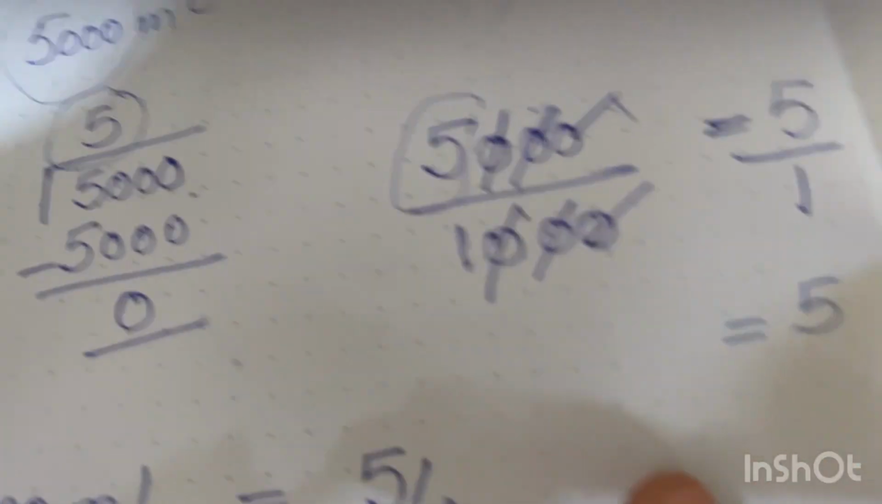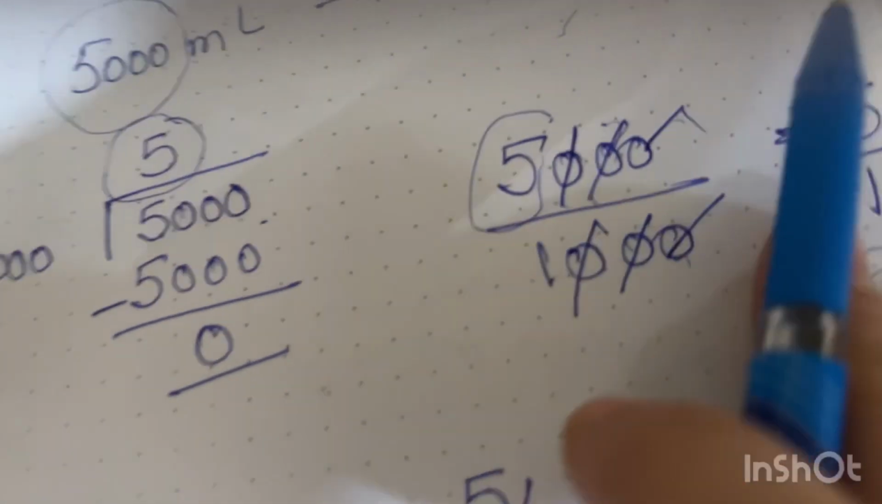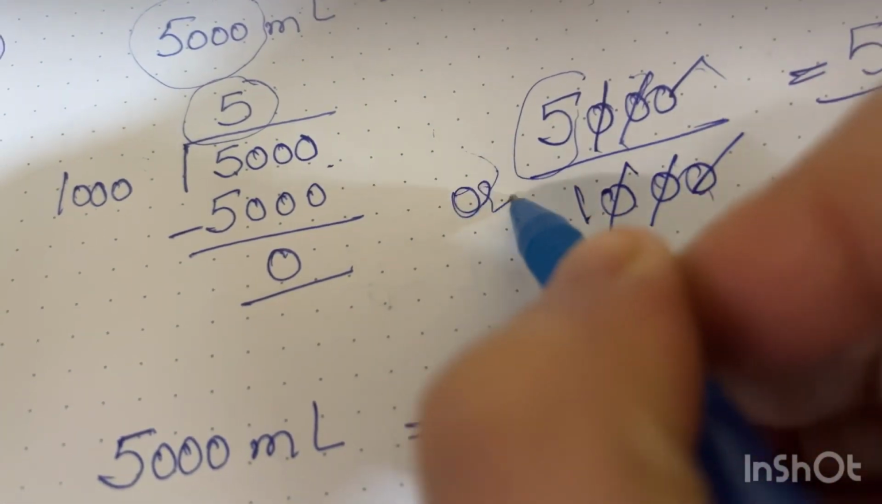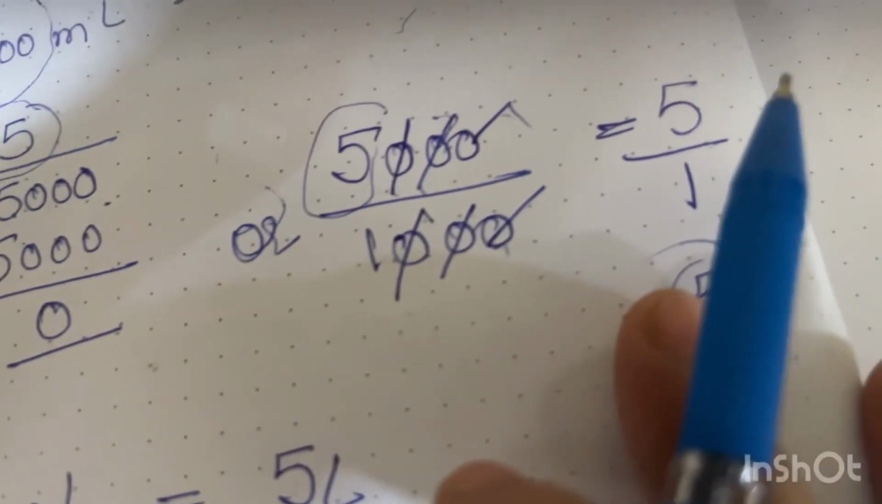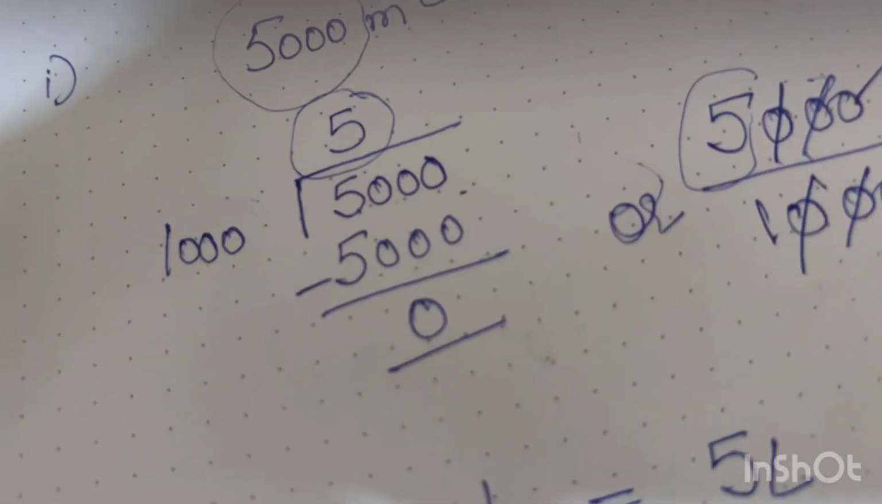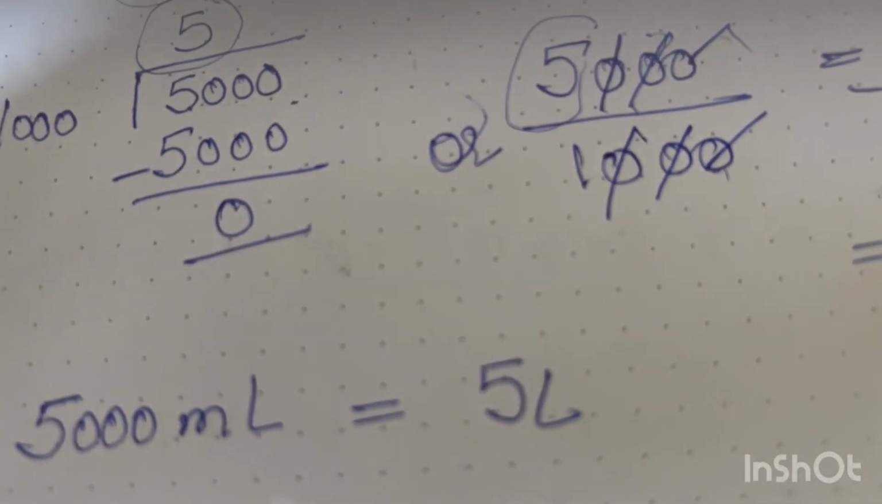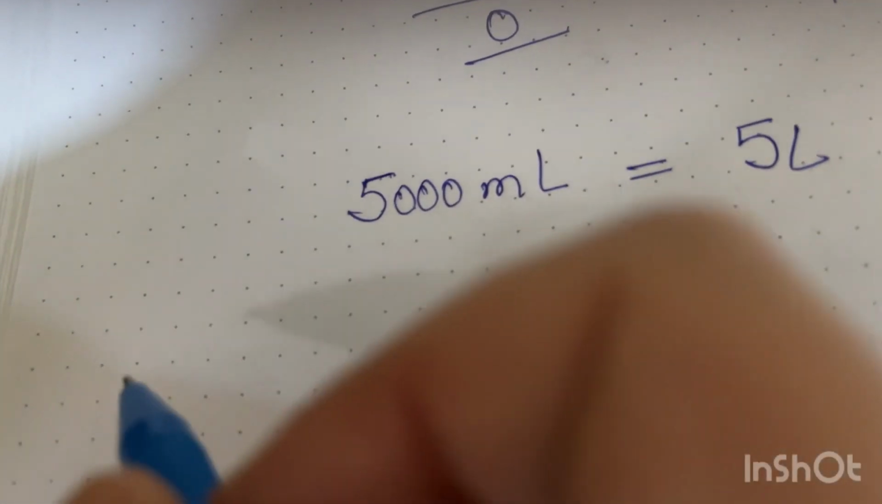See, your answer here and this answer are the same. So you can apply any method, the division method or the fraction method. Simple sums you can solve by applying either method. Now let us take a little bit more difficult number.